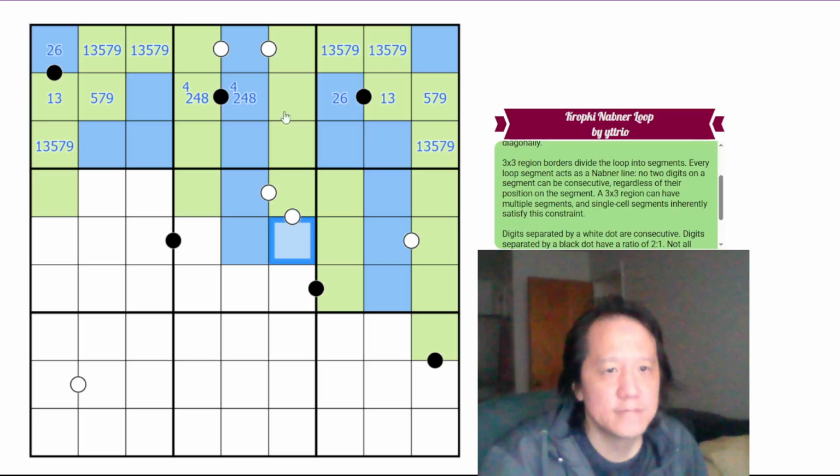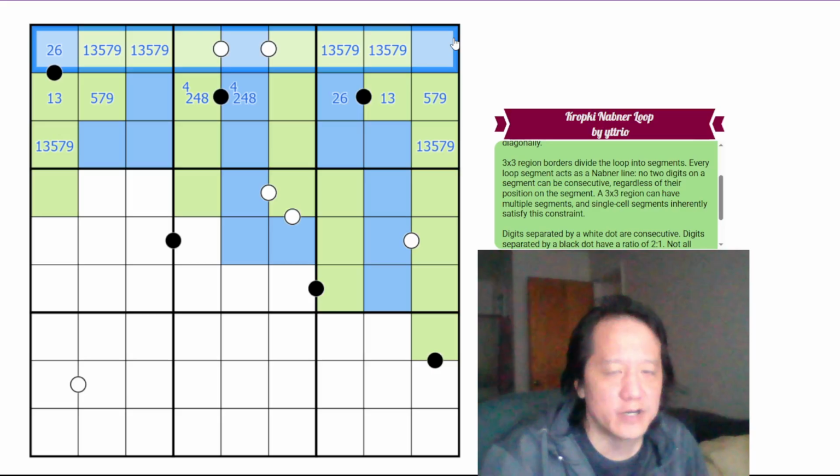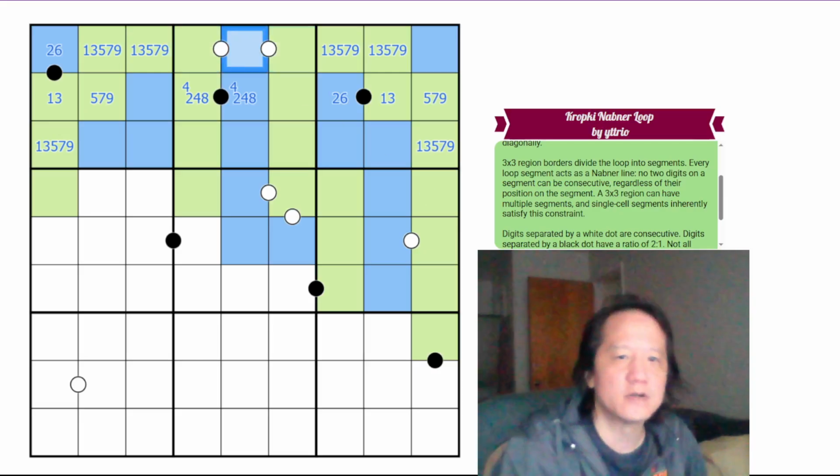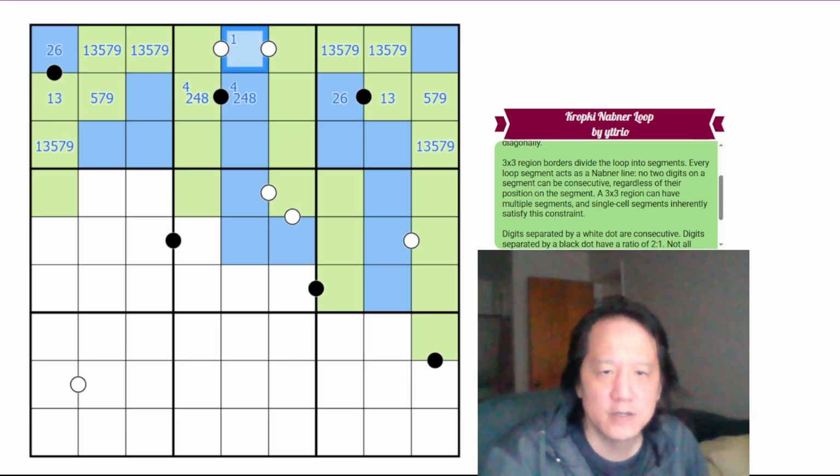Okay. These digits are consecutive. We already have 4 odd digits in row 1. And if this was odd, that forces this to be even, and that would be odd. So then that would be 6 odd digits in row 1, which is not possible. So this must be odd here. 1, 3, 5, 7, 9.